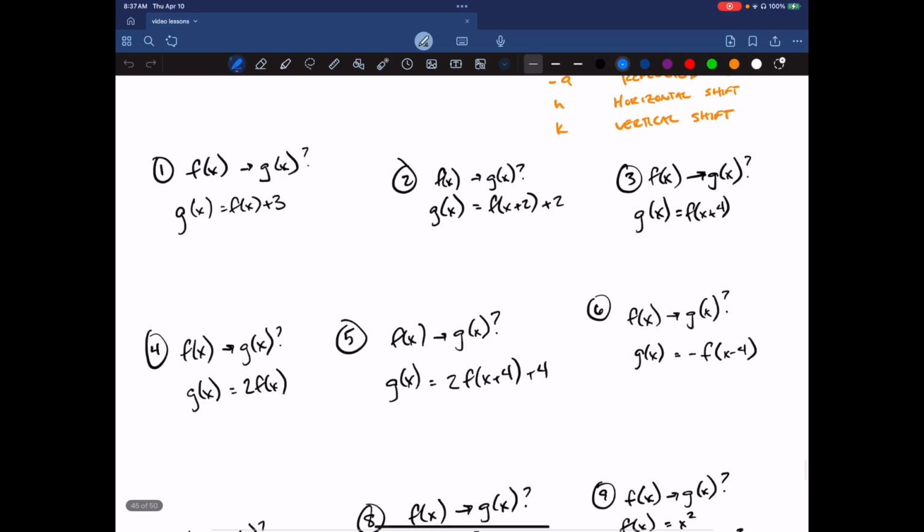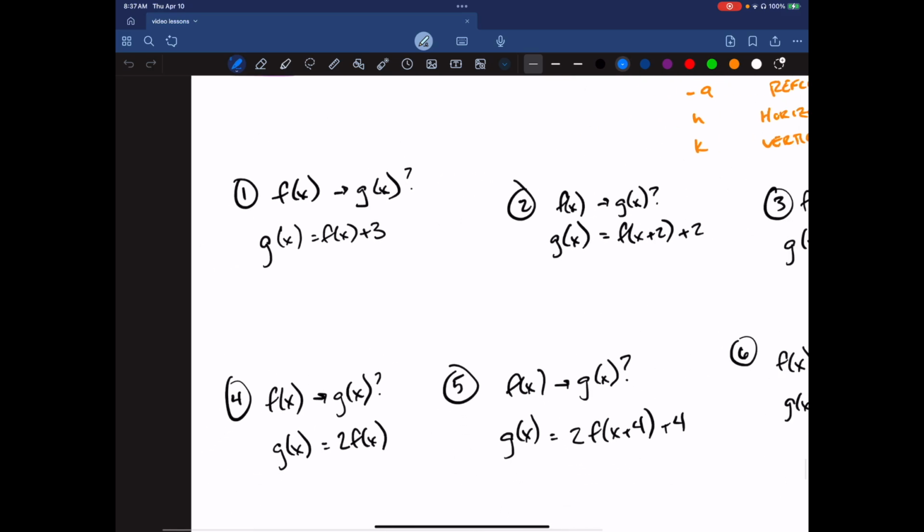So for all these problems, you're trying to figure out: f is my parent function, g of x is the transformation. What did you do between f and g to go from one to the other? Here on number 1, all I did was take the original graph and move up 3. You can write up or you can do a little arrow. Either is fine. I would typically go with the arrow, but just so you know what you're talking about.